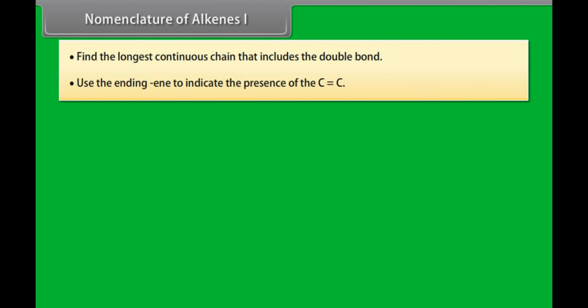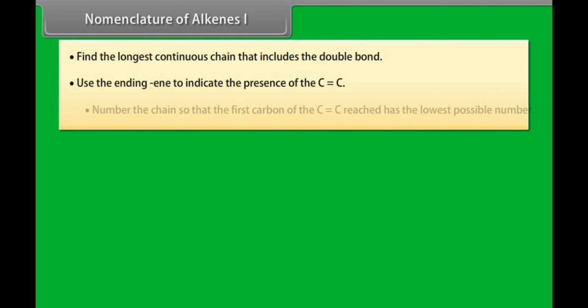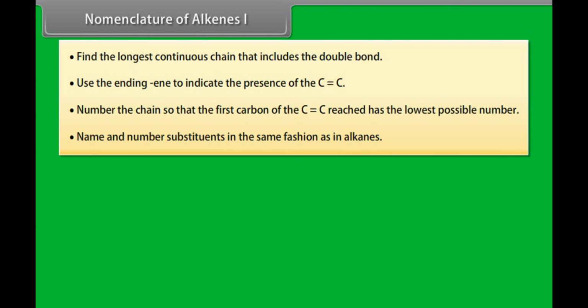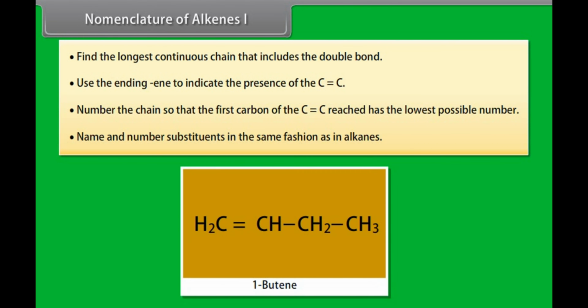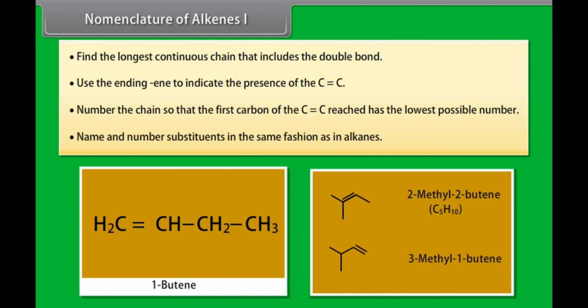Nomenclature of alkenes. Part 1. Step 1. Find the longest continuous chain that includes the double bond. Step 2. Use the ending "ene" to indicate the presence of a carbon-carbon double bond. Step 3. Number the chain so that the first carbon of the carbon-carbon double bond has the lowest possible number. Step 4. Name and number substituents in the same fashion as in alkanes. This is 1-butene and these are 2-methyl-2-butene and 3-methyl-1-butene.